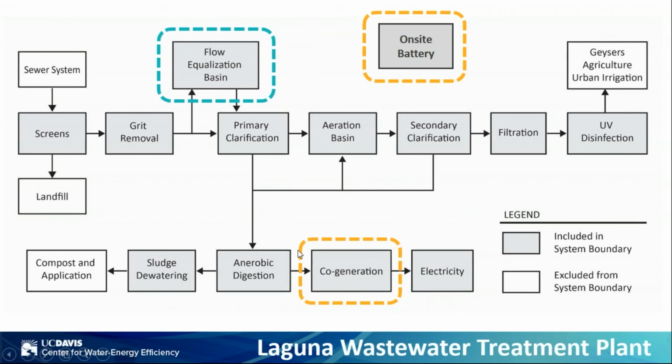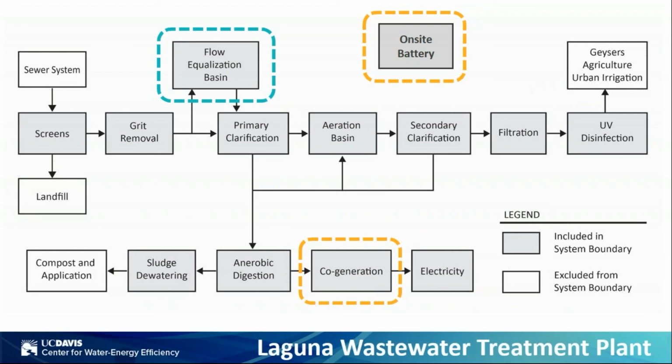The other area that we looked at was anaerobic digestion. That produces biogas, and then there's cogeneration. The biogas was used by combined heat and power engines in order to generate energy. So that's also an area of energetic flexibility. And the final load shifting potential that we investigated was that the Laguna Wastewater Treatment Plant, as part of this project, installed an on-site battery in order to discharge energy and help shift energy load.